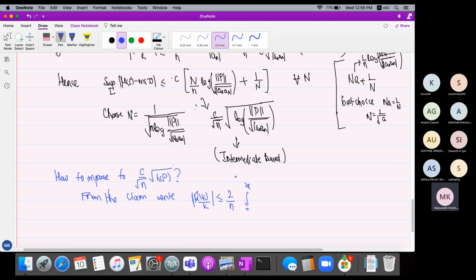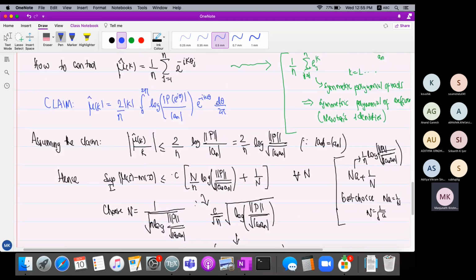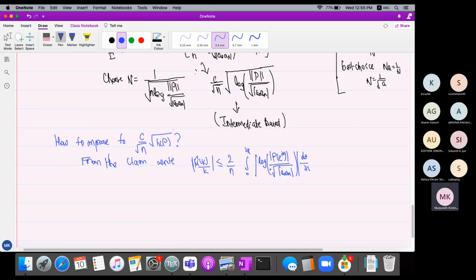But what I want to do is, I don't want to put the absolute value in. I put the absolute value inside. That's okay. Absolute value is okay. Log of mod p of e to the i theta over, so I just put the absolute value inside the integral. This one has absolute value 1, so I get this.